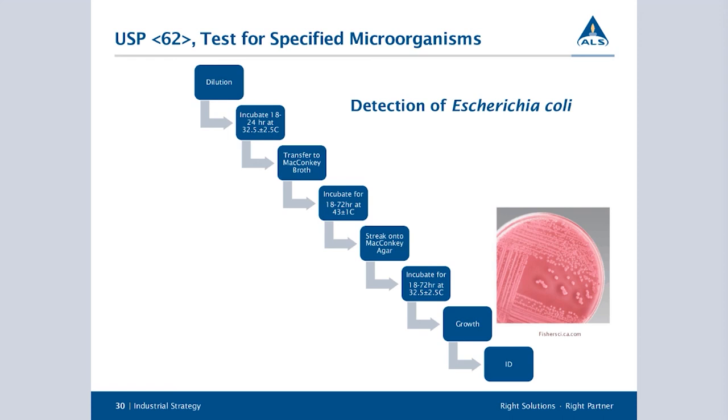in the USP. Now, for this one, you will see growth of E. coli, but to determine if it is E. coli, you would need to do an identification because there are some gram negatives, such as Salmonella, that will grow in the same agar, but it won't give you the same characteristics. So it's always good to perform an identification.